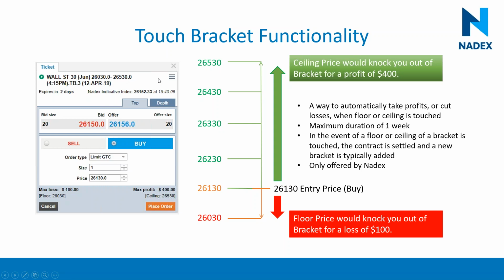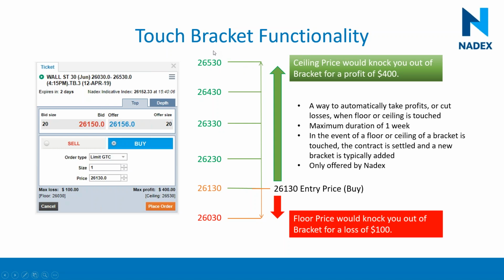Now in the example of this contract, it's a $500 total value contract. The whole range is worth $500. So as you can see in that grid in the middle, the floor is 26,030. The ceiling is 26,530.